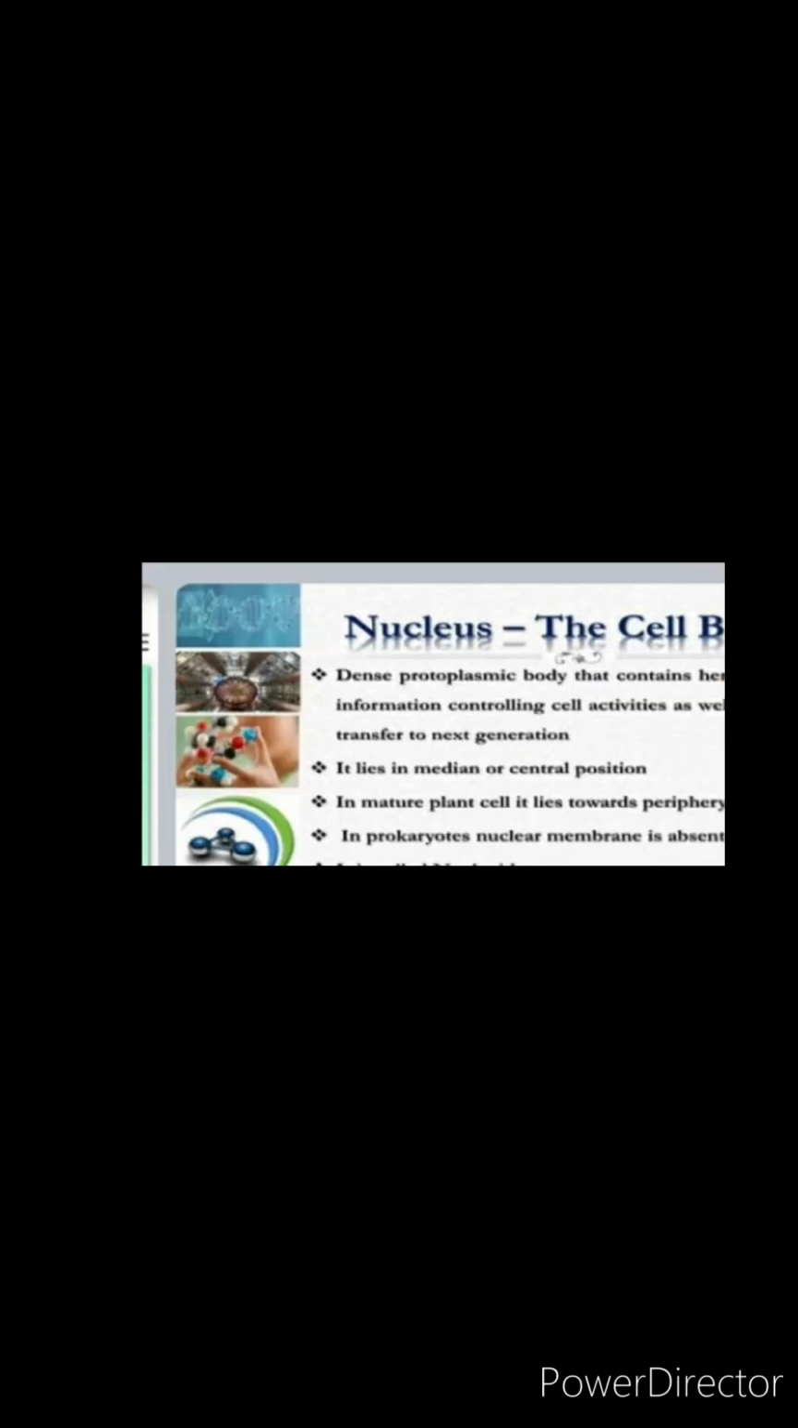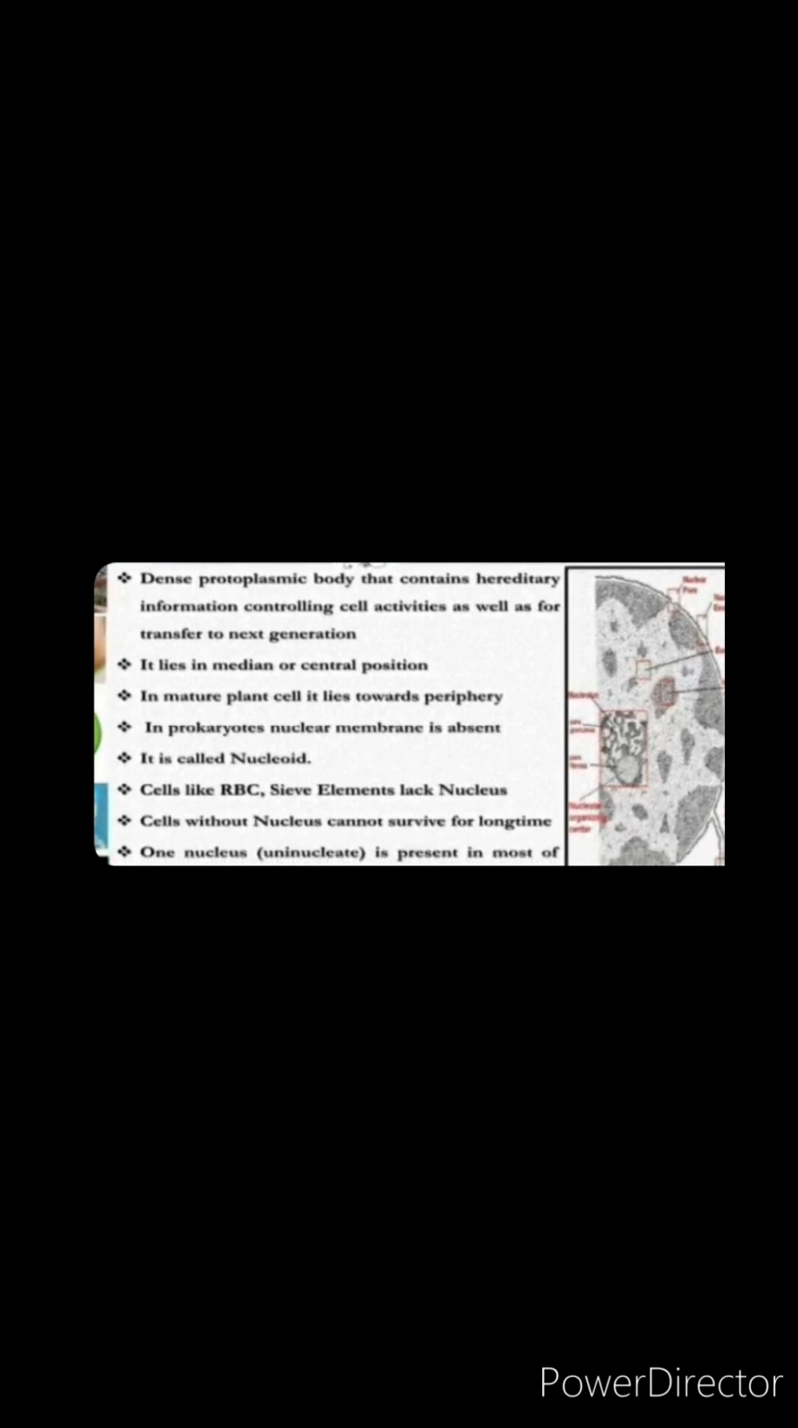So it lies in the median or central position of the cell, and in a mature plant cell it lies towards the periphery. Means if the cell is immature, the nucleus will be in the center, and if the cell is mature then it will go towards the periphery, towards the outer surface of the cell. In prokaryotes the nuclear membrane is absent because these cells are immature and not fully grown. That's why the nuclear membrane is absent, and it is called a nucleoid, meaning the nucleus is not proper.